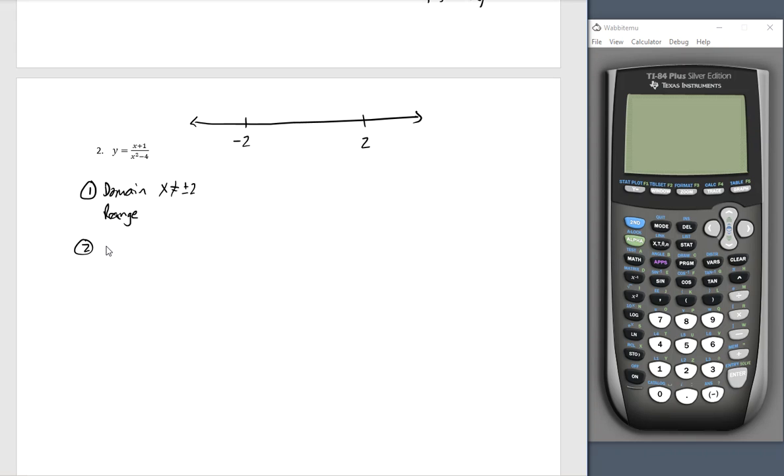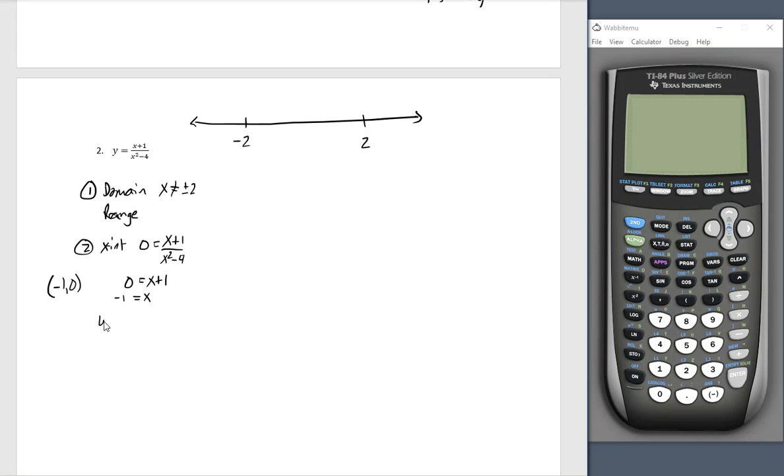Second, my intercepts. The x-intercept has a y value of 0. And when we set a rational expression equal to 0, multiply both sides by that denominator, and we solve for the numerator equal to 0. So an x-intercept at -1. I am going to silence my phone now because I didn't do that the first time. Weird. All right, so we found the x-intercept.